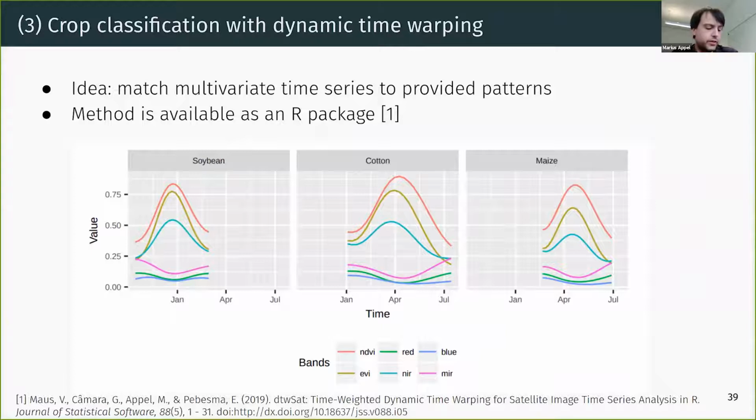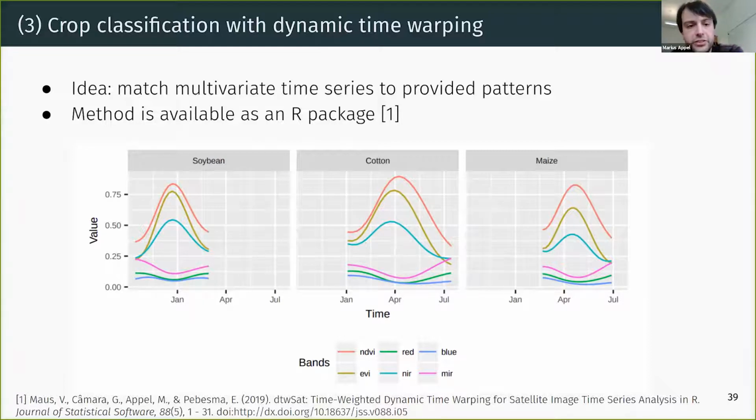So the third application we're working on these days is with a colleague from Vienna. We want to do crop classification with so-called dynamic time warping. Dynamic time warping is a method that originally comes from speech recognition. And the idea is that we provide patterns with typical dynamics of vegetation indexes or spectral information over the year for different crop types. And then we try to find the most similar pattern in the real time series.